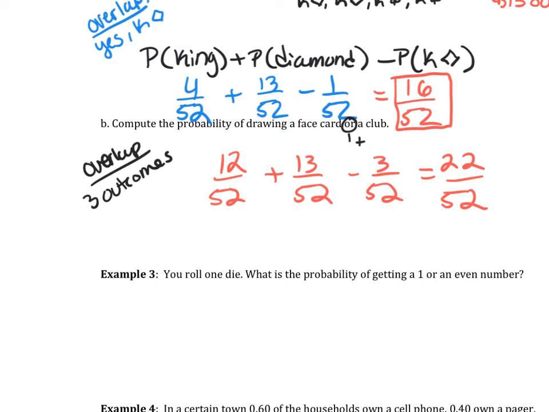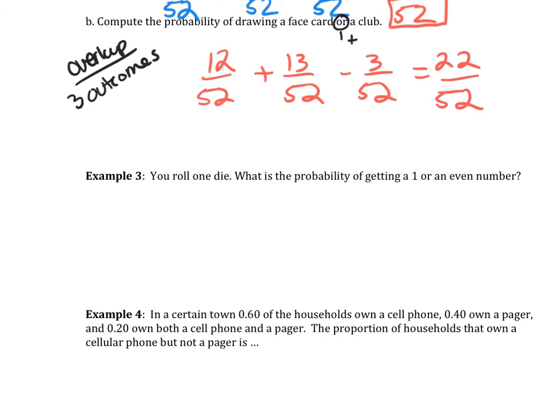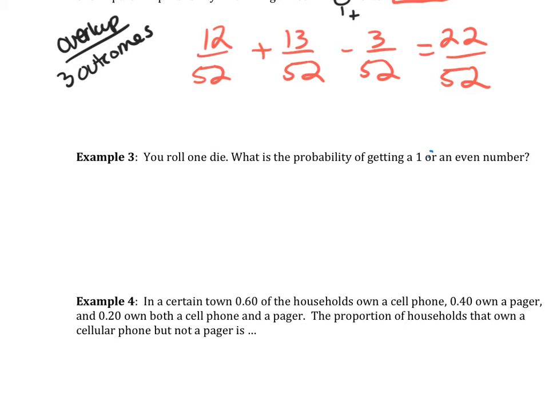Are we good there with letter B? Yes? Cool. Okay, and then example 3. We roll 1 die. What's the probability of getting a 1 or an even number?